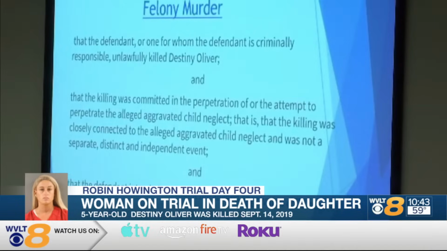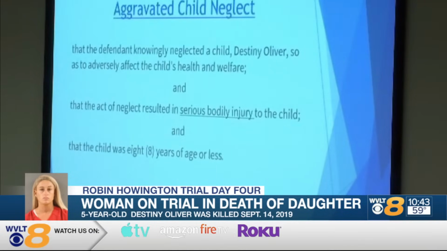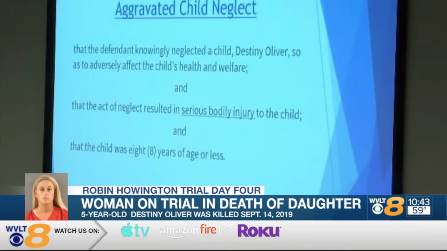And then also we have to prove the defendant intended to commit aggravated child neglect. And we have to prove the aggravated child neglect. And these are the elements for aggravated child neglect. First, that the defendant knowingly neglected a child, Destiny Oliver, so as to adversely affect her health and welfare. And ladies and gentlemen, the death of this child is an adverse effect on her health and welfare. It could be less. You can have aggravated child neglect where a child is seriously injured and not dead. But obviously, the ultimate adverse effect on your health and welfare is when somebody is deceased. And so clearly that element has been met in this case.